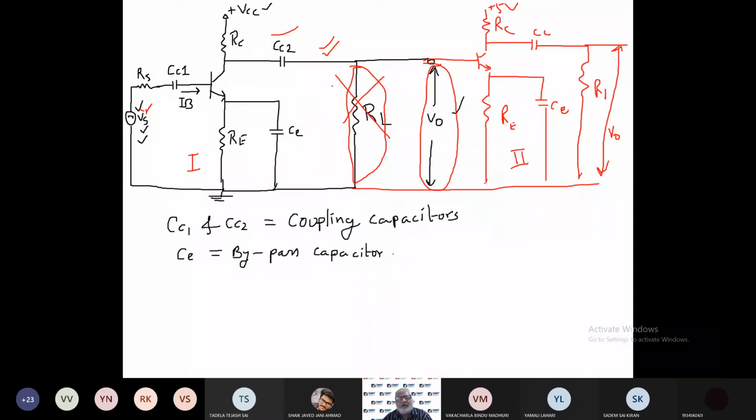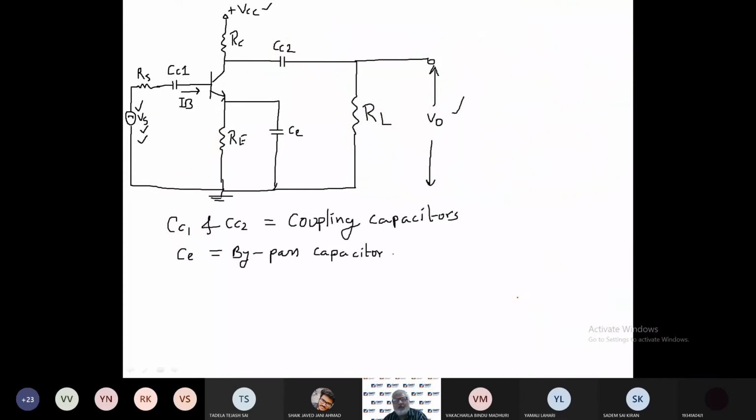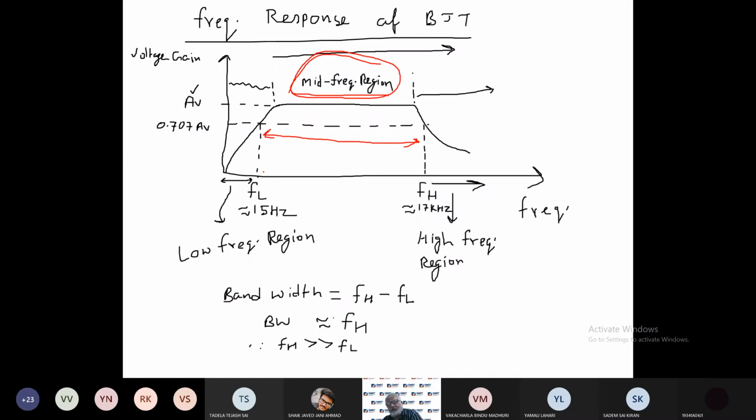And how is it connected? It is connected by using this capacitor, and here we have some resistance RB. So here the stage 1 of the amplifier and stage 2 of the amplifier are connected together by using R and C, by using resistor and capacitor. So this is also called an RC coupled circuit. So the frequency response of this, and for a single amplifier, that curve I have shown here.